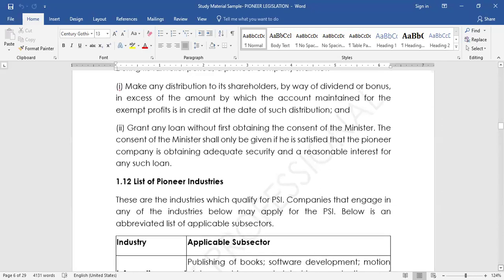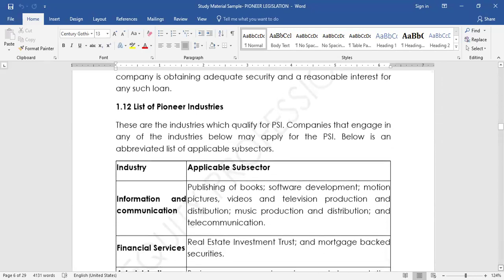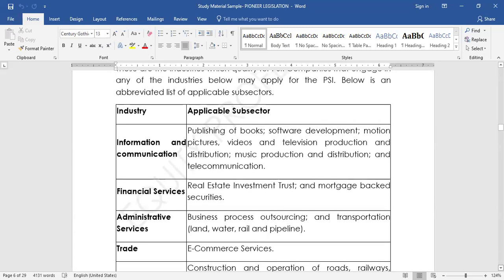So what is the list of pioneer products that we have? I want to list them industry by industry. ICT: what are those products that may enjoy pioneer incentive under ICT? Publishing of books, software development, music production, telecommunication. Finance services: what are those services that may enjoy pioneer incentive under finance services? Real estate investment scheme.